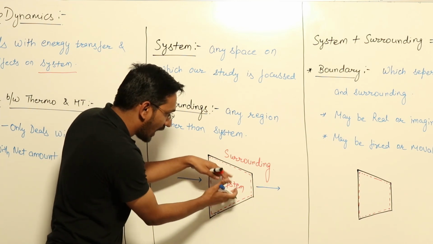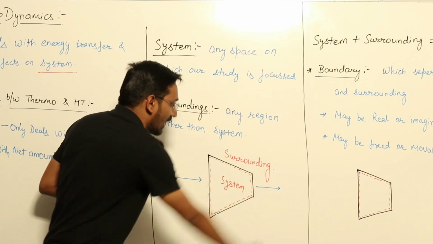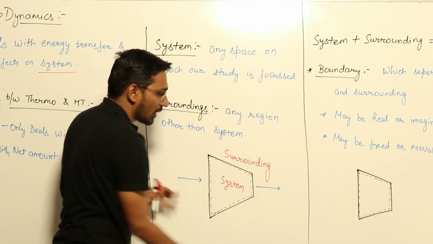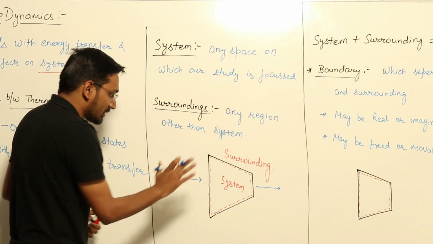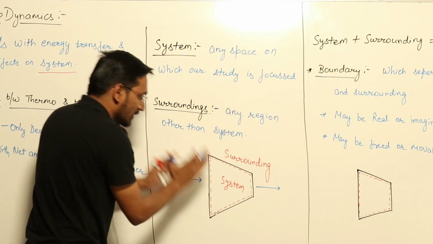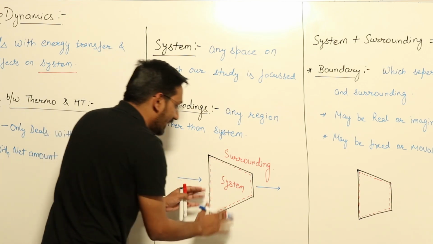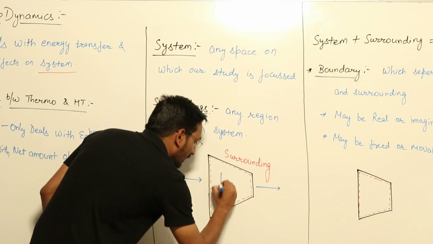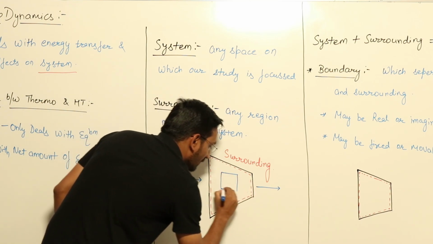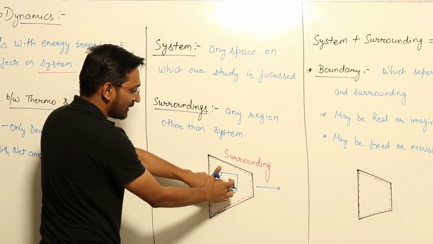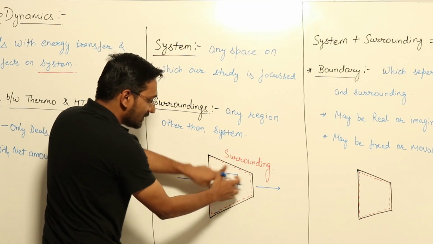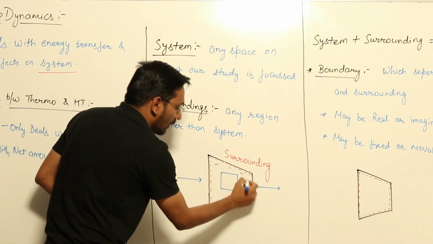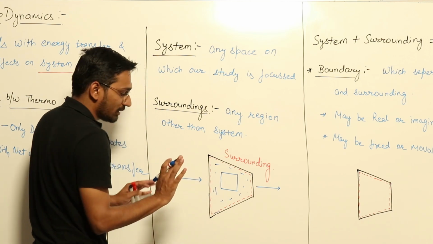Any other portion outside this system, everything completely outside it, is surrounding, right? So you just understand the system. System can be anything. Suppose I am only dealing with this much area; then everything outside this area will be surrounding for me, right?